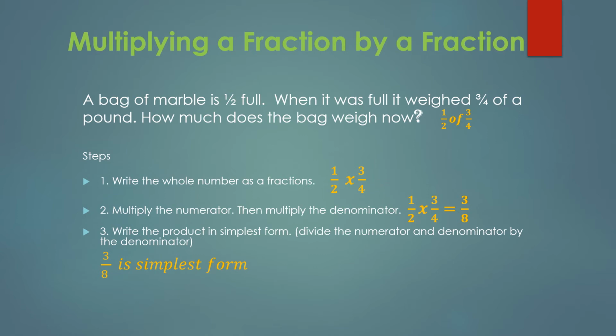Step 3, write the product in simplest form. In order to do this, you must divide the numerator and denominator by the denominator. In this case, 3/8 is the simplest form.